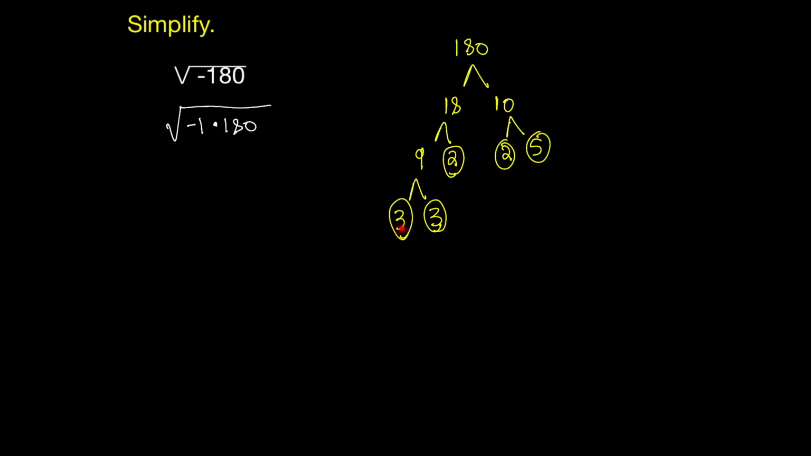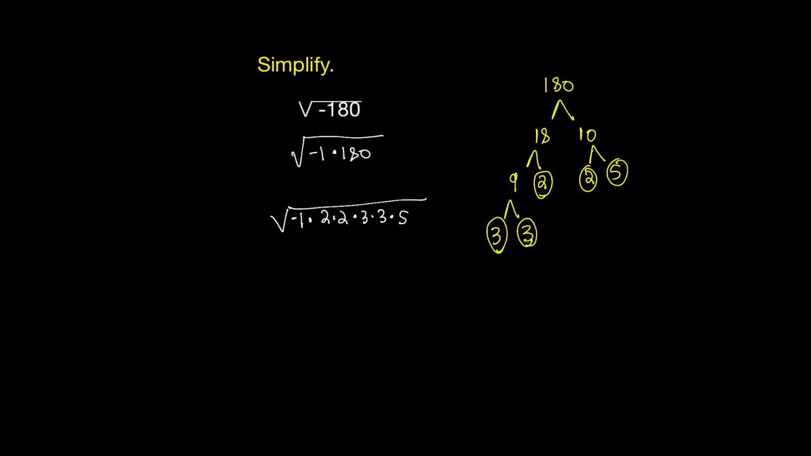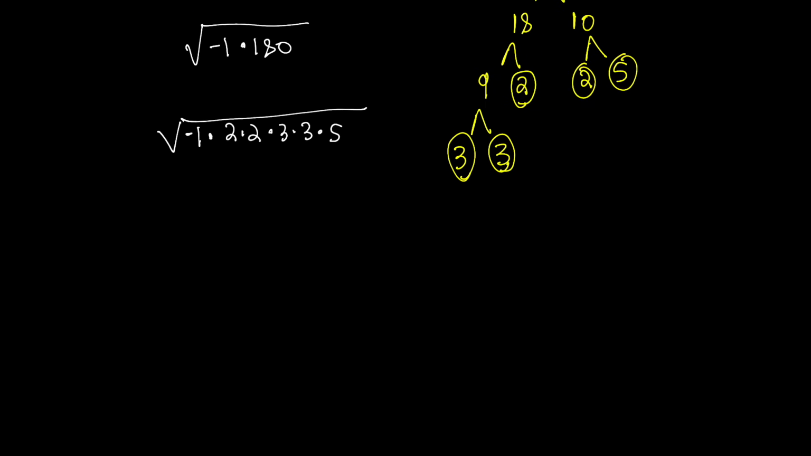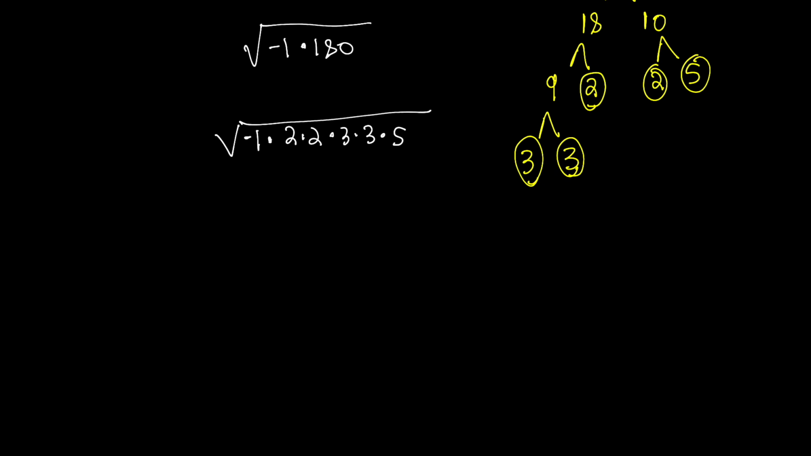So I'm going to replace the 180 by the prime factorization, listing them in order from least to greatest. So here I get the square root of negative 1 times 2 times 2 times 3 times 3 times 5. After this step, I'm going to get all of the pairs. So here I got a pair of 2's and I get a pair of 3's.